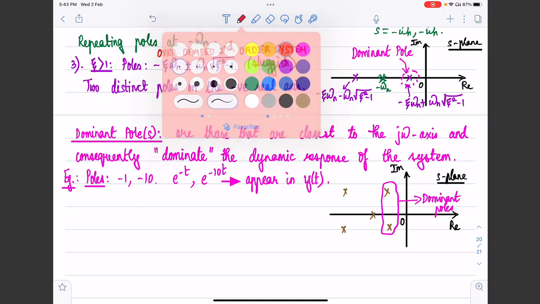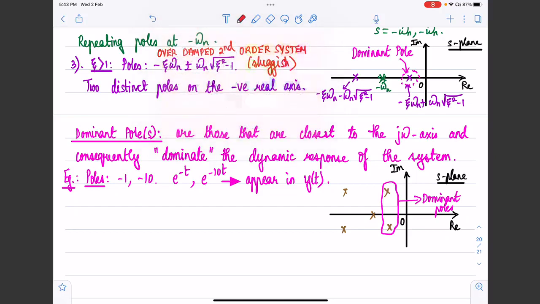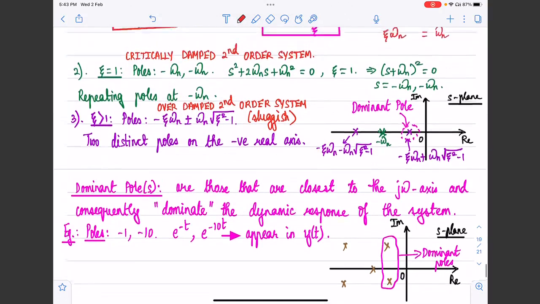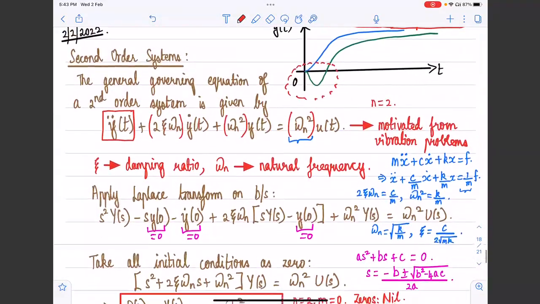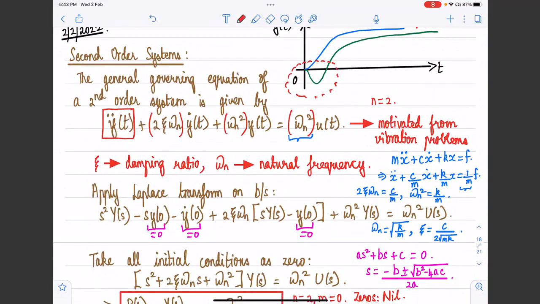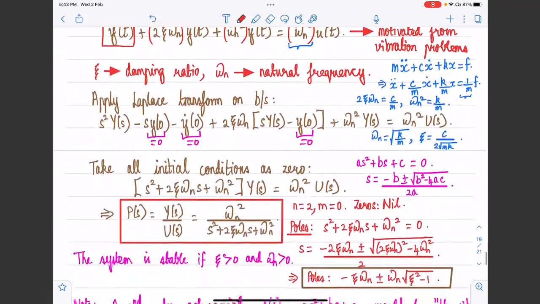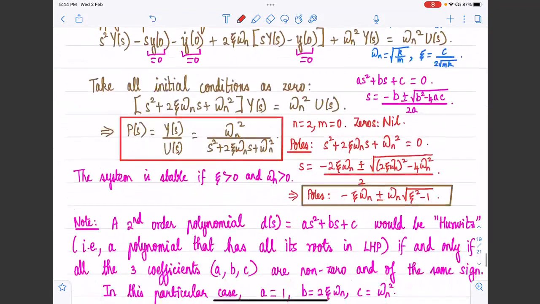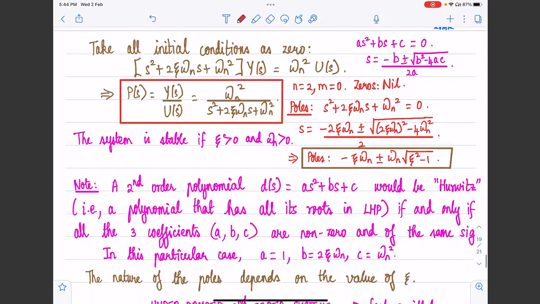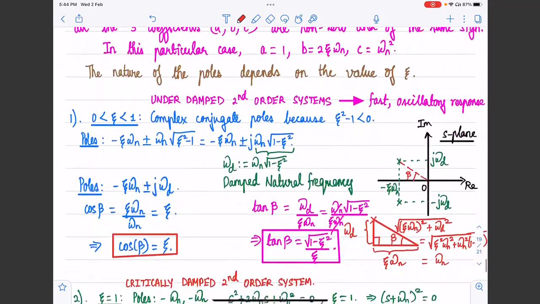So in today's class, just to summarize, we have now considered second order systems. This is the standard equation of a second order system. The transfer function is omega n squared by s squared plus 2 zeta omega n s plus omega n squared. The poles are minus zeta omega n plus or minus omega n times square root of zeta squared minus 1. And based on the value of zeta, we are going to have three types of second order system.